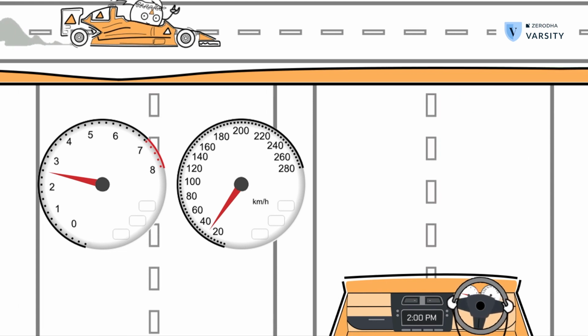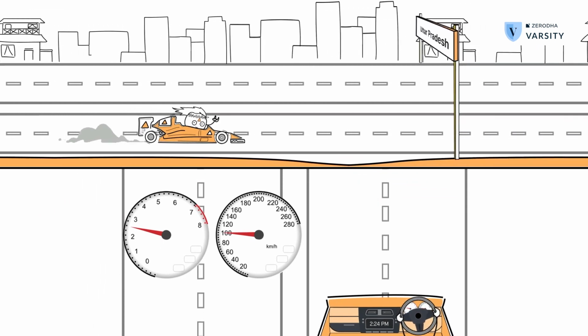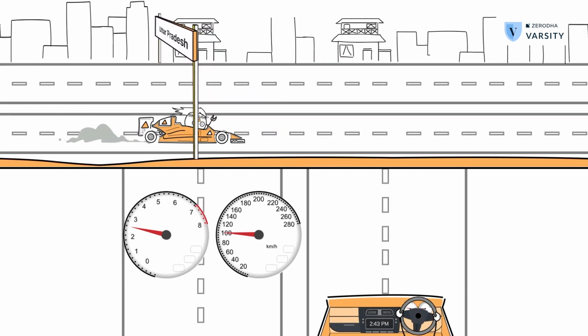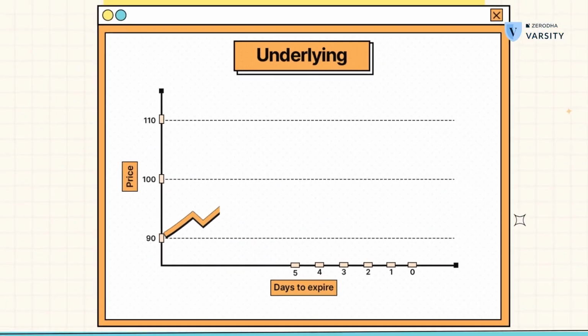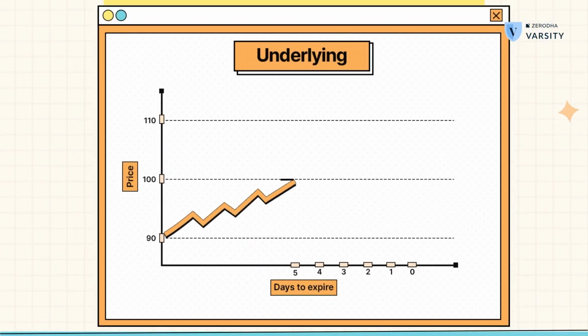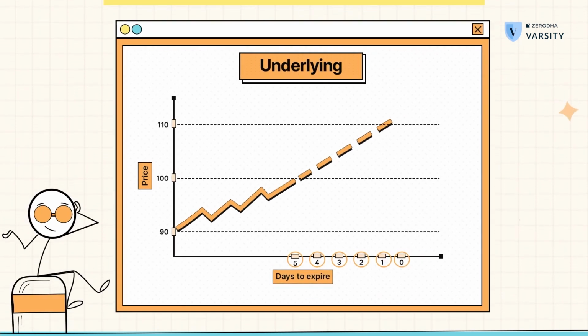What if I told you that this person is traveling at 100 kilometers per hour? Well, in that case, it is possible that this person covers the distance of 45 kilometers within an hour. Likewise, think about a stock that is trading at 100. What is the likelihood that it will expire at 110 within 5 days? Well, just basis on time, it's very difficult for you to answer this.